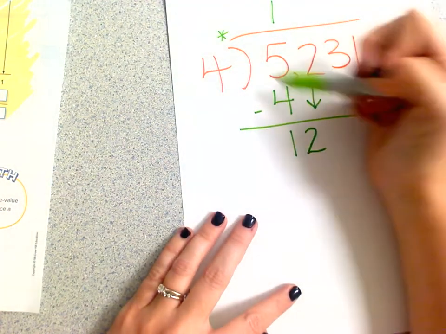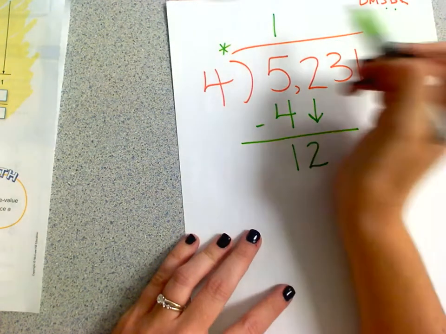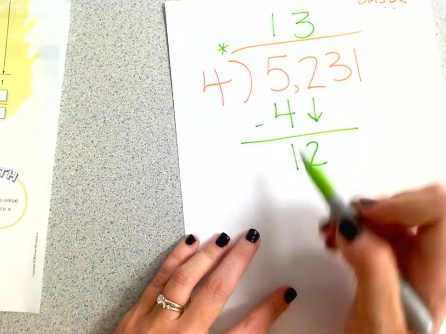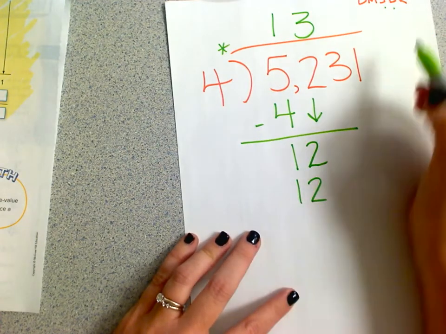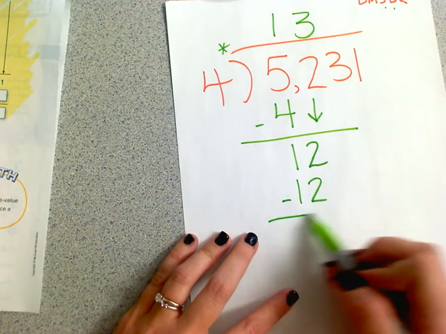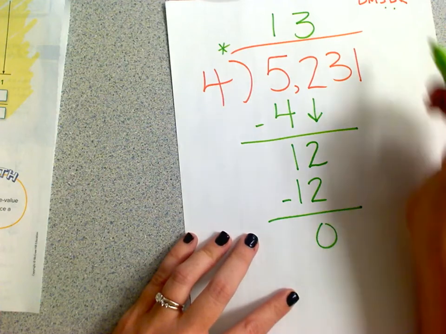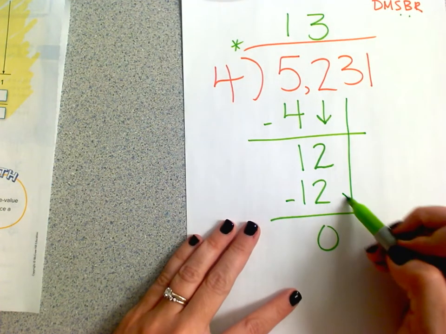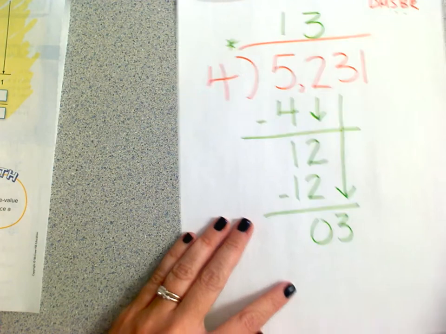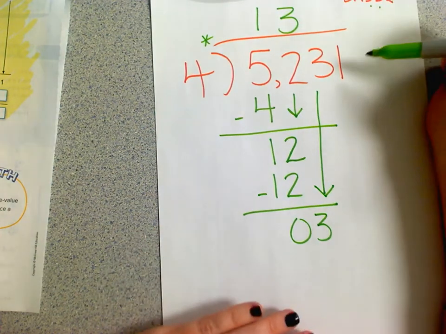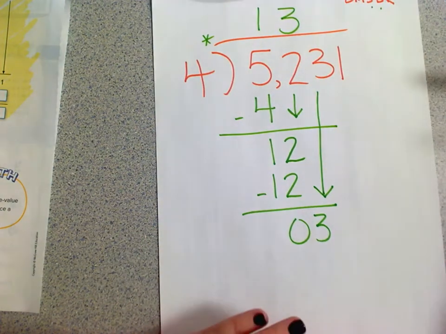12. Can 4 go into 12? Yeah. How many times? 3. 3 times 4 equals 12. Next step, subtract. Next step, B for bring down. Uh-oh, here's our problem again. Can 4 go into 3? No. What should I do?